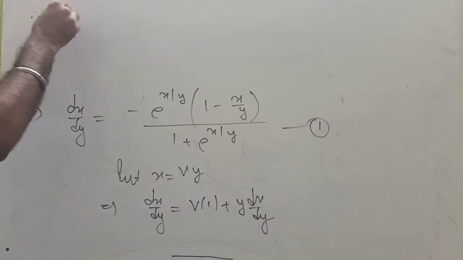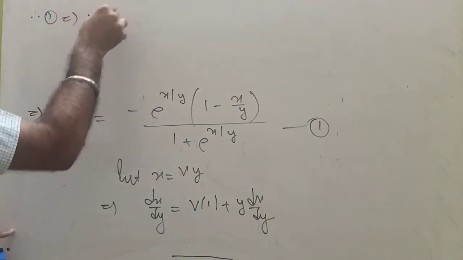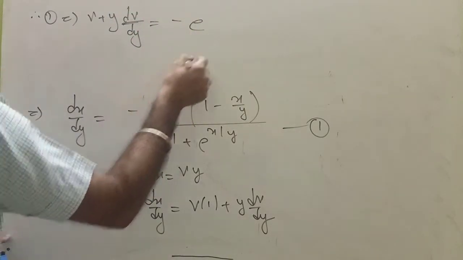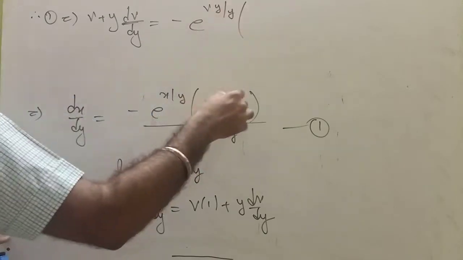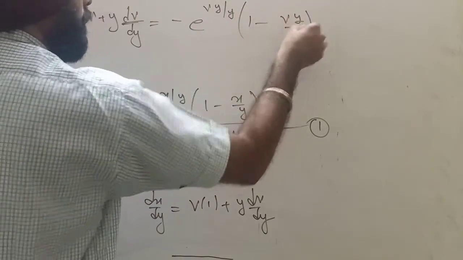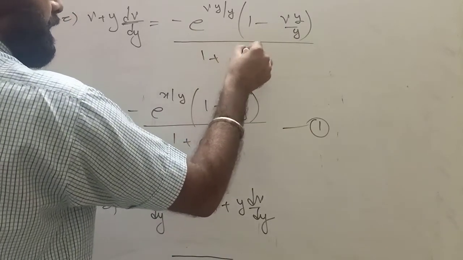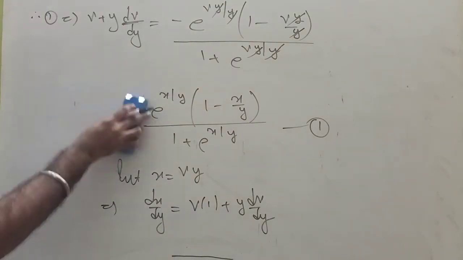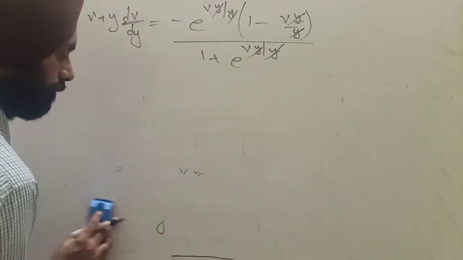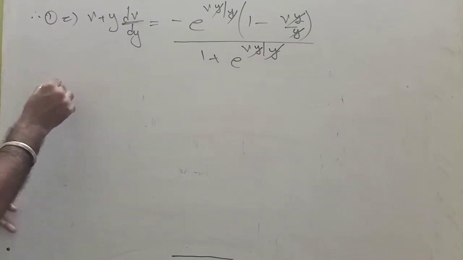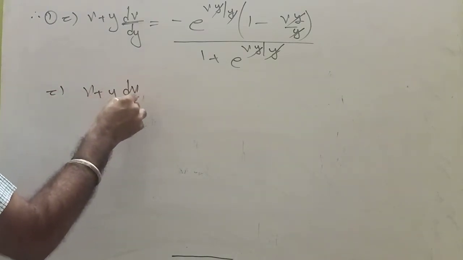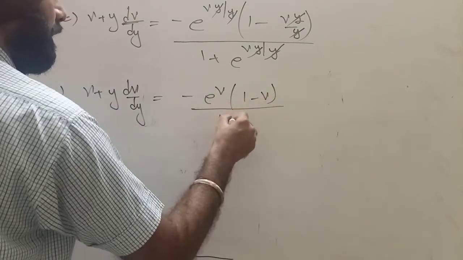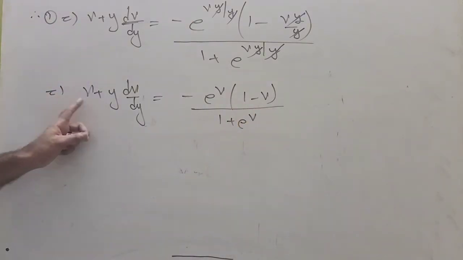Therefore equation 1 implies left hand side is v plus y dv by dy, and the right hand side minus e raised to power x is vy over y into 1 minus vy over y, divided by 1 plus e raised to vy over y. So y cancels out. V plus y dv by dy is equal to minus e raised to v, 1 minus v, divided by 1 plus e raised to power v. Then shift this v to the right hand side.